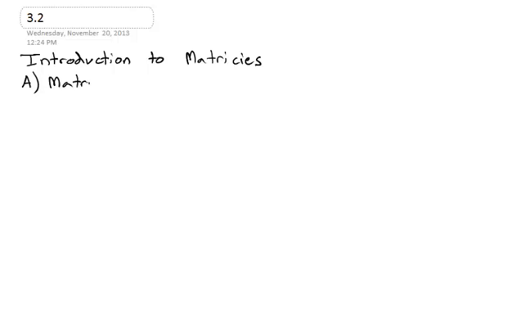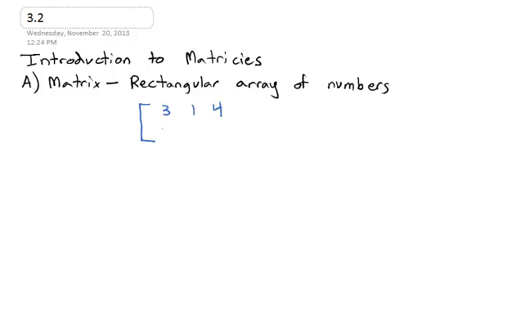Now, a matrix is simply a fancy way of saying a rectangular array of numbers. And the way we note a matrix is we put it in these little brackets. And so you'll see some numbers, maybe 3, 1, 4 in the first row, and 7, -3, 0 in the second row. That's a matrix, just a rectangular array of numbers. It's got rows and it's got columns.